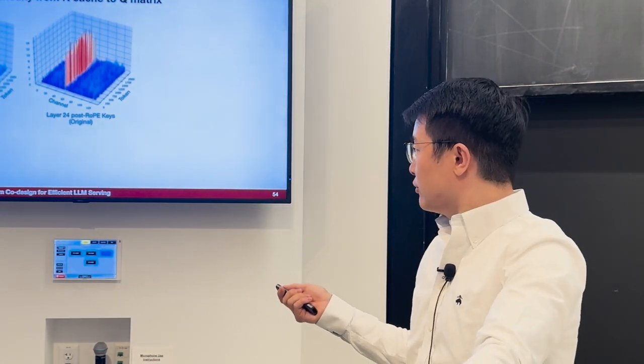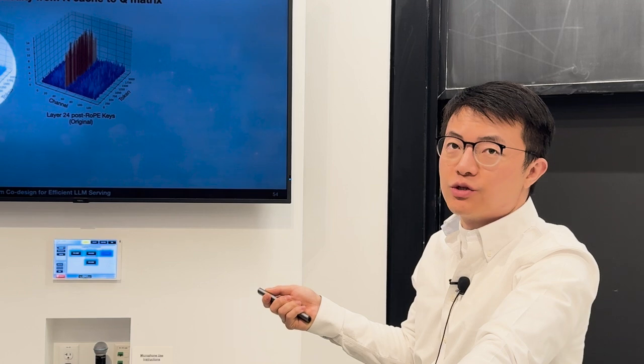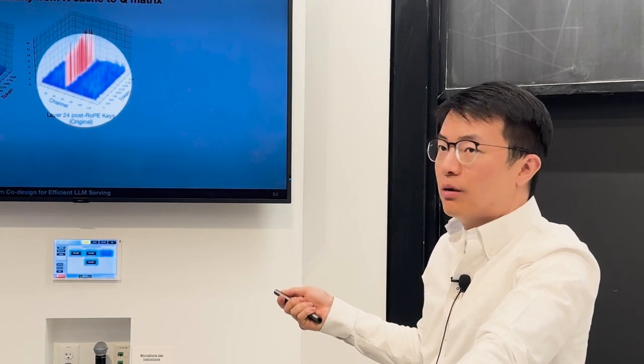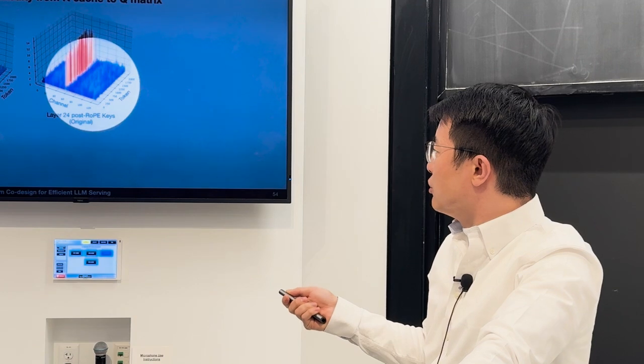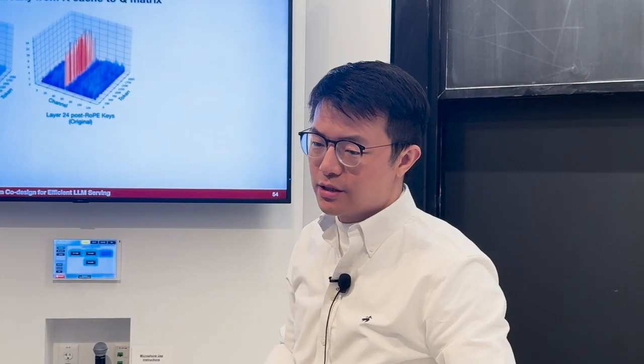Quantizing the KV cache to 4-bit is actually quite challenging. We are observing there are a lot of outliers in the keys. This is the value. Value is pretty smooth, but the keys, the post-RoPE keys, we talked about RoPE previously, some channels have pretty big outliers.